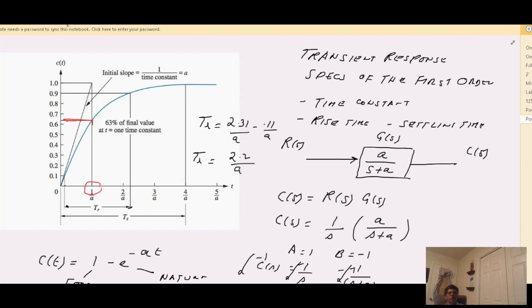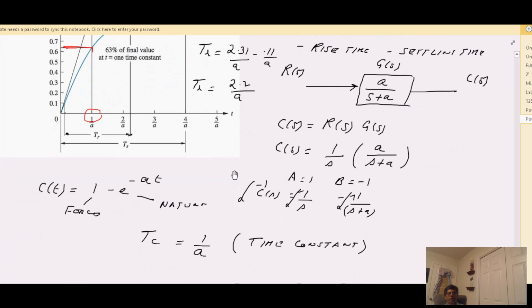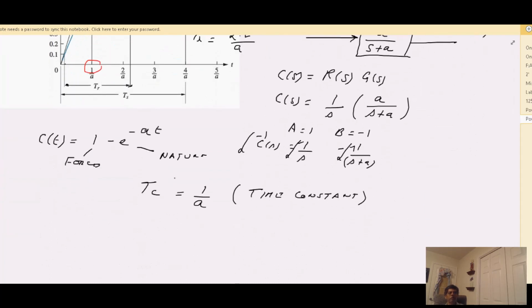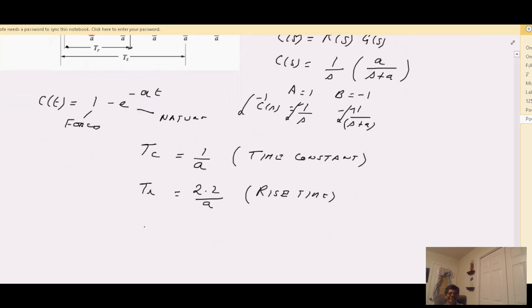So we got all the three specs now, so we can write it down here. The rise time, TR, as you can see from the plot, is 2.2 divided by A, and let me write this as the rise time. And the settling time, TS, is simply equal to 4 divided by A.